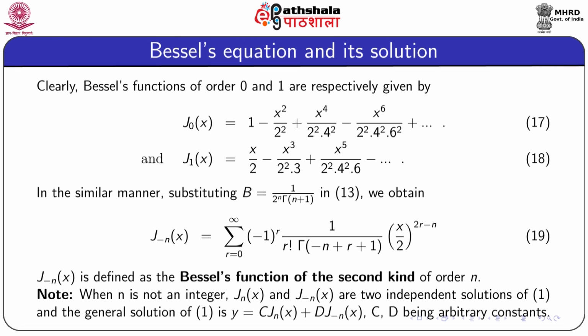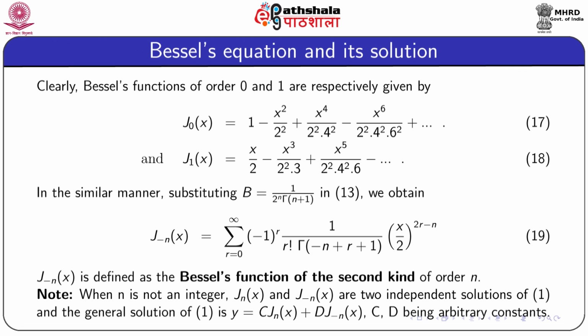In the similar manner, we can substitute b equal to 1 by 2 to the power n into gamma n plus 1 in expression 13, and we will get J minus n x is equal to summation r equal to 0 to infinity minus 1 whole to the power r 1 by r factorial gamma minus n plus r plus 1 x by 2 whole to the power 2r minus n, given by equation 19. J minus n x is defined as the Bessel's function of second kind of order n.